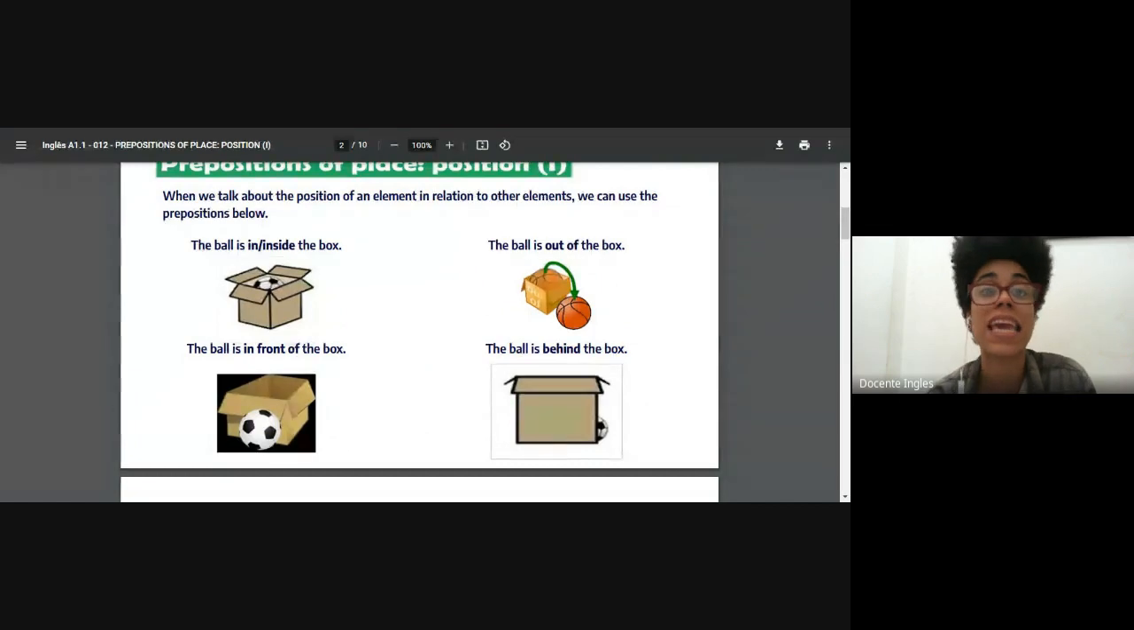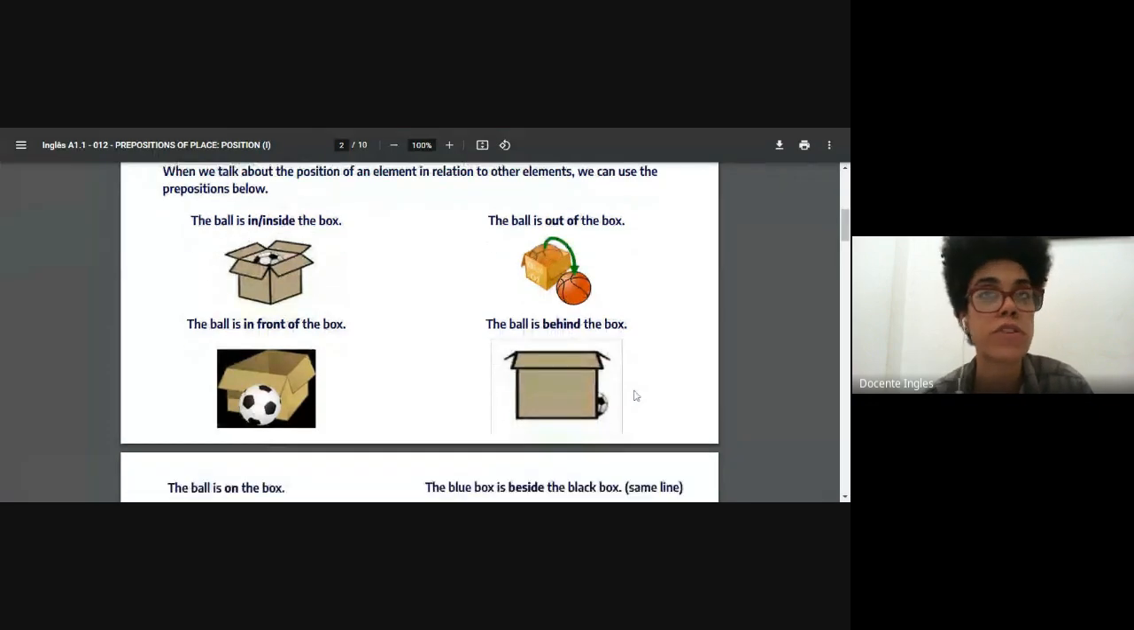The ball is in or inside the box. As you can see, there is a football inside this brown or grayish box. The ball is out of the box. So here we can see that in is the opposite of out of. In this case, the ball is in front of the box. Do you see the same football right here? And then the ball is behind the box. We can see that right there. So these are the first four prepositions we have for today.